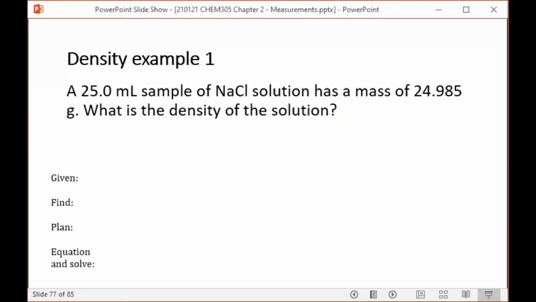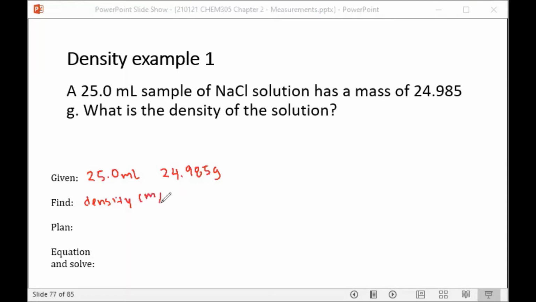First one, this is kind of what you'll be doing in experiment 1. Let's say you have a 25 milliliter sample of, we'll just say a salt solution, sodium chloride, and you determine that 25 milliliters of this solution weighs 24.985 grams. What is the density of the solution? So we can set this up just like any other dimensional analysis problem. We're given 25 milliliters, and we're given that 25 milliliters weighs 24.985 grams.